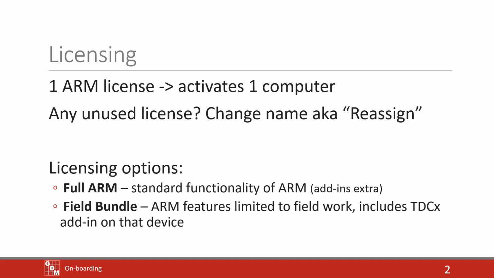The one other option to consider for the licensing would be what we call the field bundle. That has the ARM side of things, but ARM is a little bit limited in the features that are available, primarily just anything you would do in the field or tied specifically to field work. So things like creating a brand new protocol, generating a trial from a protocol, or doing final reporting are not included.